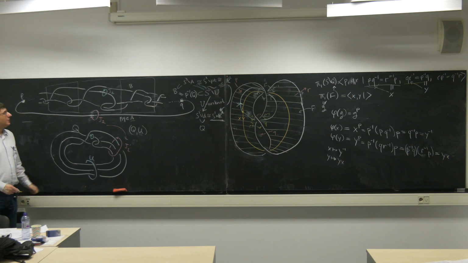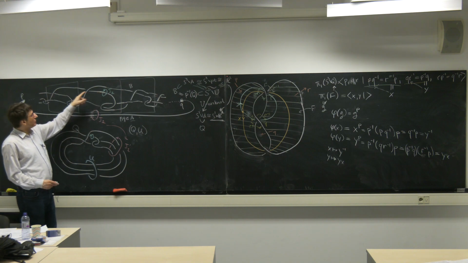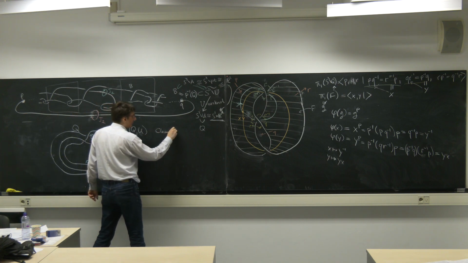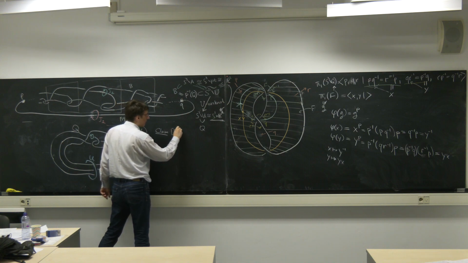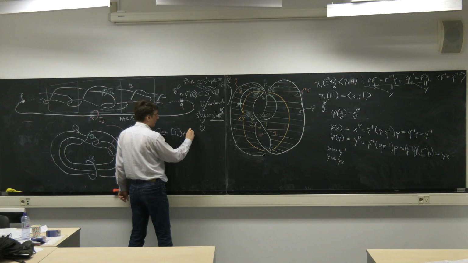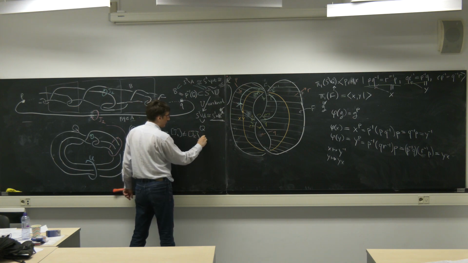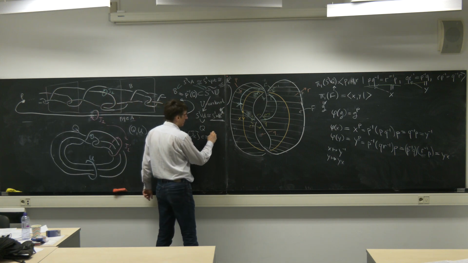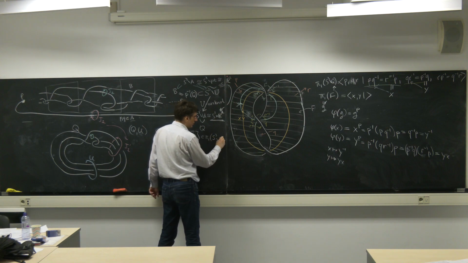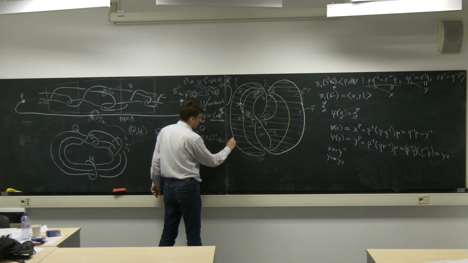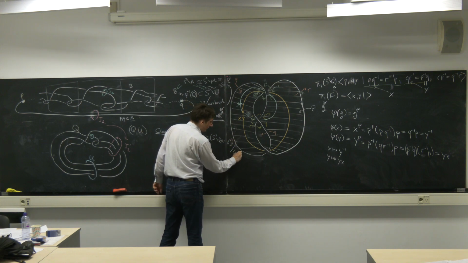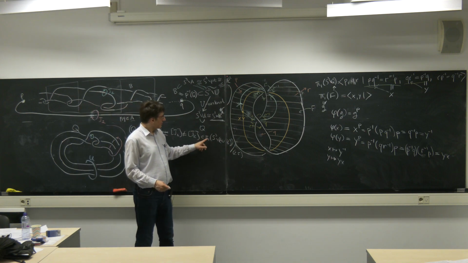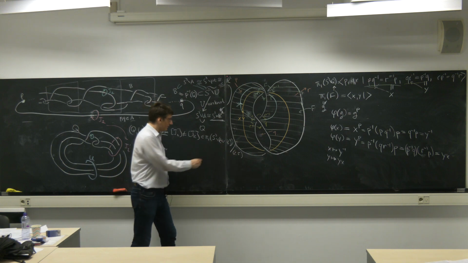So, in order to show, I claim, that the classes of J1 and J2 are not equal in pi 1 of S3 minus this wild knot, it's called A union B, modulo, let me just write 2.5 here, which means the derived subgroup of this of length 2.5.